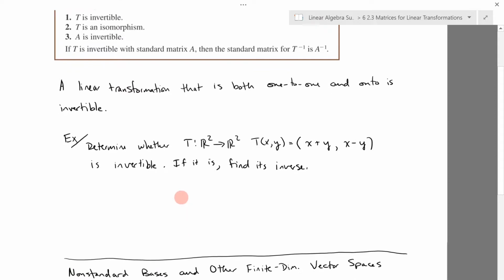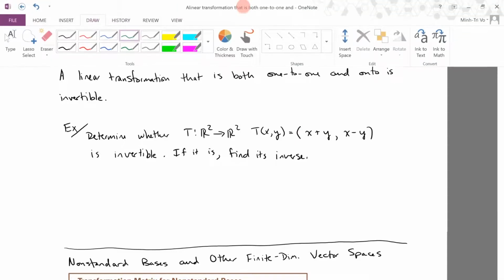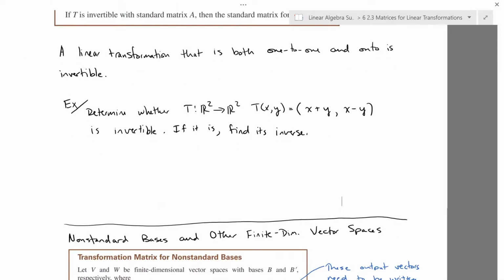Let's try to calculate the inverse linear transformation. Here we have this linear transformation, and we can find the associated matrix A for T. I can just read off the coefficients: 1, 1, 1, negative 1. It's 2 by 2. And clearly you can see that the determinant is negative 2, so it's invertible.